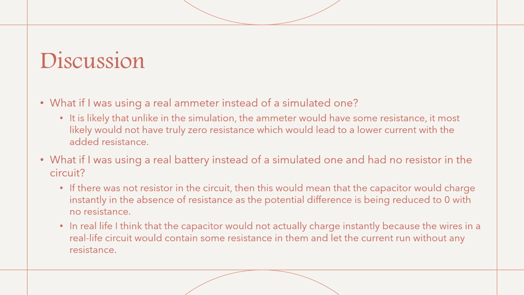And what would happen if I was using a real battery instead of a simulated one and had no resistor in the circuit? If there's no resistor, then this would mean the capacitor would charge instantly, because with no resistance, the potential difference would go down to 0, so it would charge immediately. In real life, the capacitor would not actually charge instantly because the wires would contain some resistance, again, unlike in the simulation that I did where it didn't have any resistance.